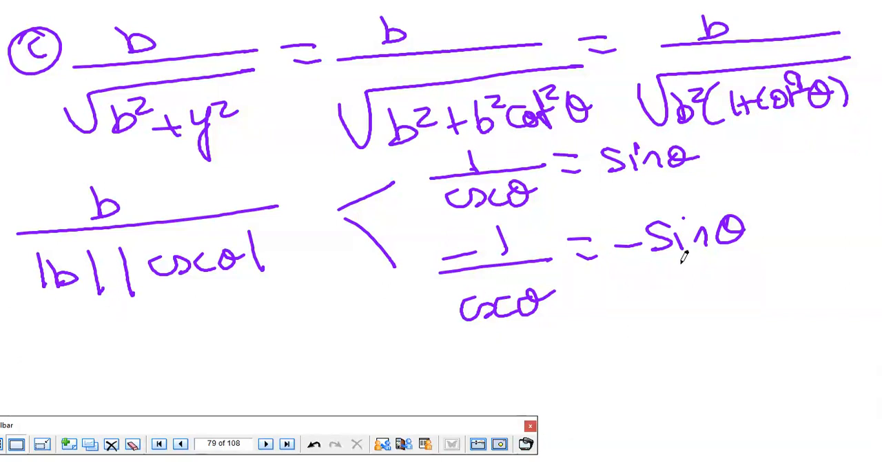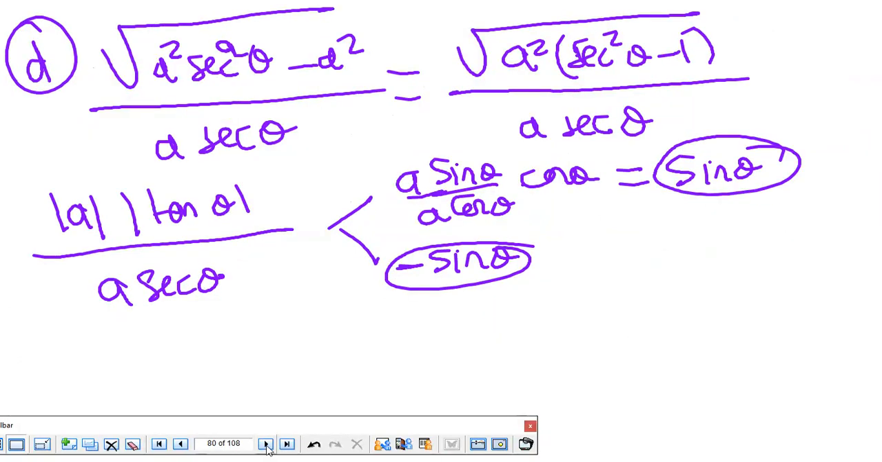1 over cosecant is sine, or minus sine. I'm going fast because it's very easy, guys. Again, here I'll factorize by a squared, absolute value of secant squared minus 1 is tangent squared, absolute value of tangent. So either the answer is a over a, sine over cosine times cosine, so it's sine theta or minus sine theta.